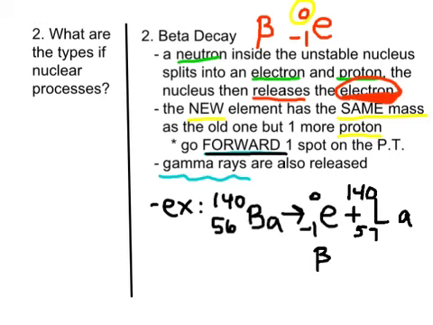Once again, we get no mass being lost because we start out with 140. We have no mass being lost, so we end up with 140. And then remember the proton number on the bottom also has to be equal on both sides of that arrow. So 57 plus a -1 equals 56.